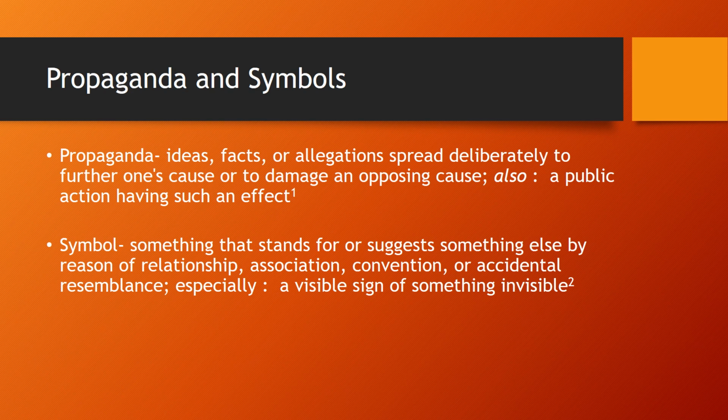Symbols, kind of self-explanatory, something that stands for or suggests something else by reason of relationship, association, convention, or accidental resemblance. Importantly, a visible sign of something invisible. Sometimes that's the case, sometimes not. But we'll see some examples of symbols that were used throughout the Revolution and how they related to other things and how they came to stand for certain things.